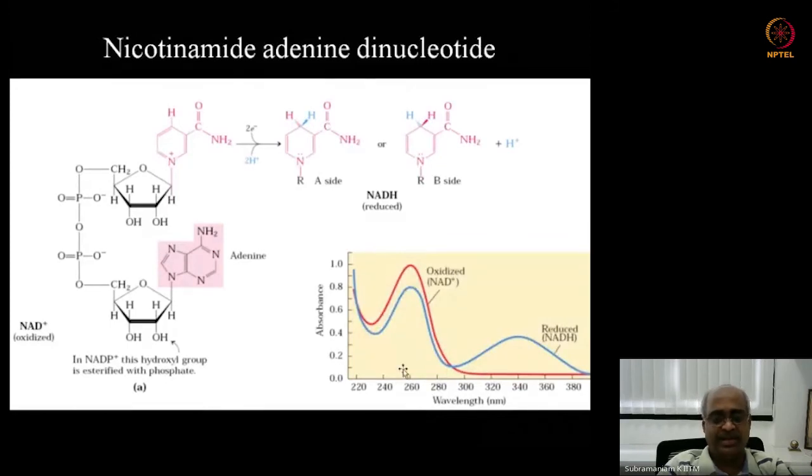And they have characteristic absorptions. Only the reduced species absorbs at 340, and this characteristic is often used to measure whether it is in the oxidized form or reduced form, or what is the ratio of the two.